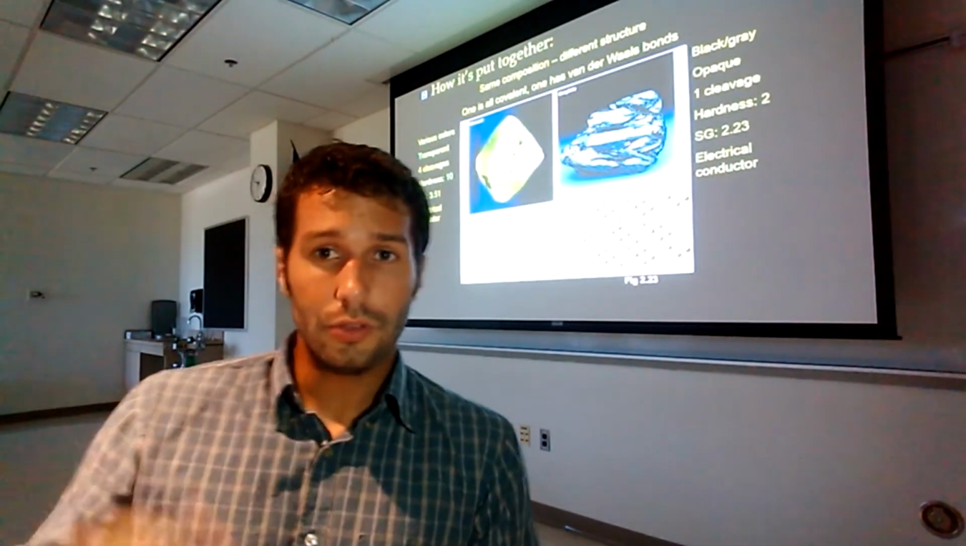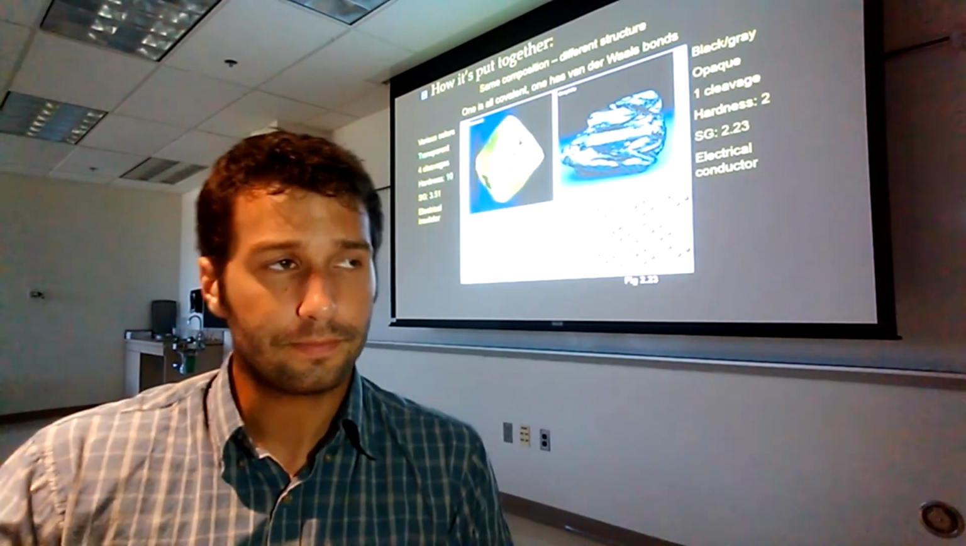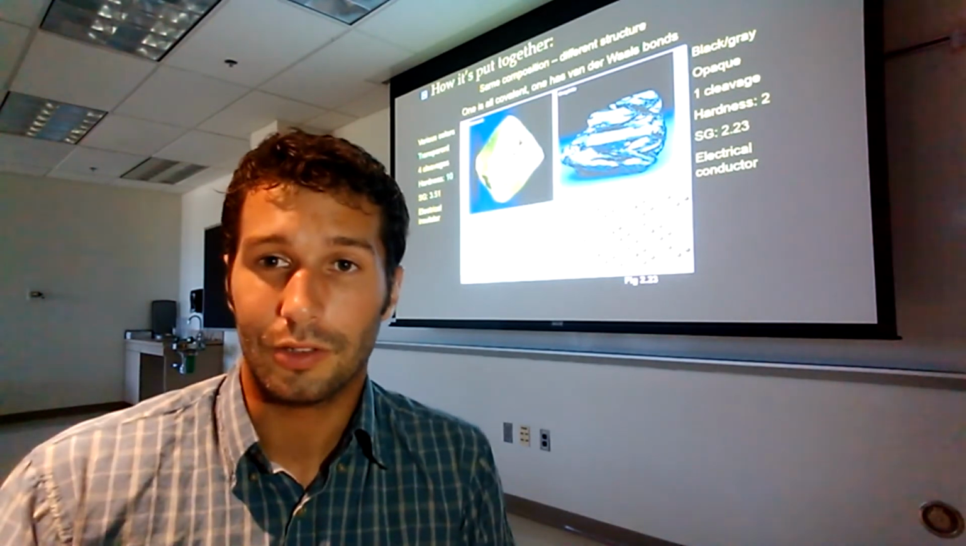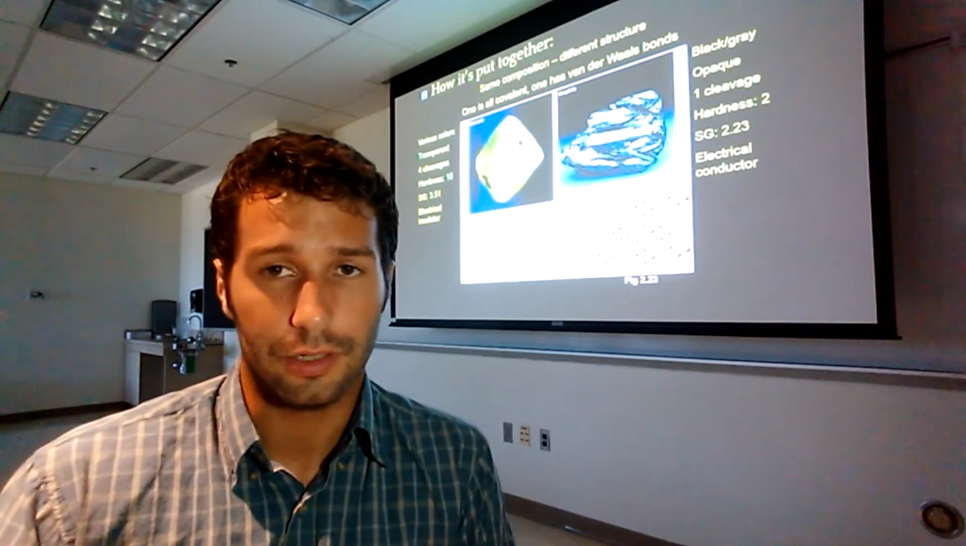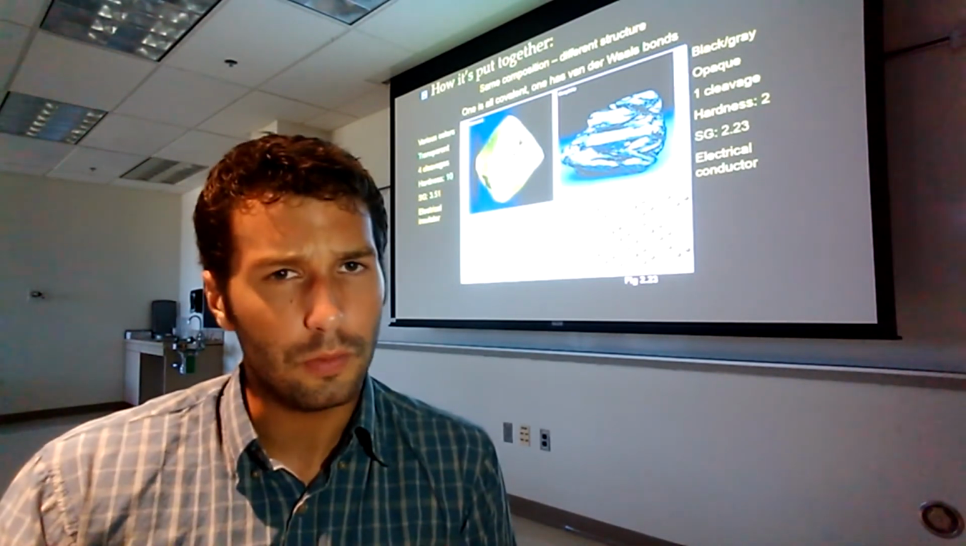Now, you can also affect its physical properties by how it's put together. Minerals can have various forms depending on how their molecules are put together. A great example of this is carbon. Carbon is an elemental material. It's only one singular element, but it can be put together in a couple different ways.